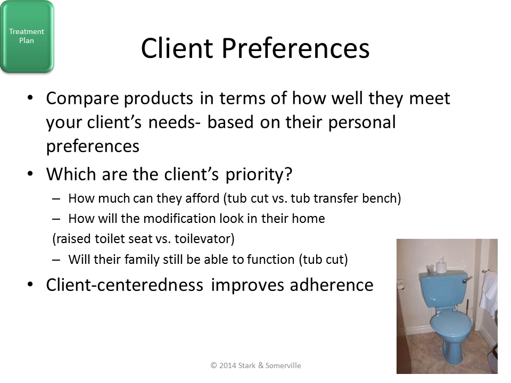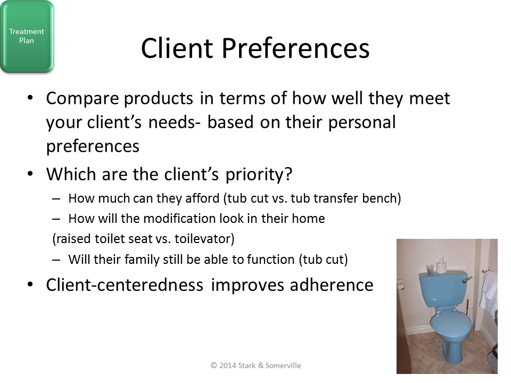Again, as we talked about, we really want to consider the client's preferences, and this is where that personal environmental factors form will be really helpful. We're comparing products that might work for that individual. So we're comparing how well they'll meet their needs, and that's based on their personal preference. First we're figuring out what their priority is. How much can they afford? How will it look in their home? How will their family still be able to function?